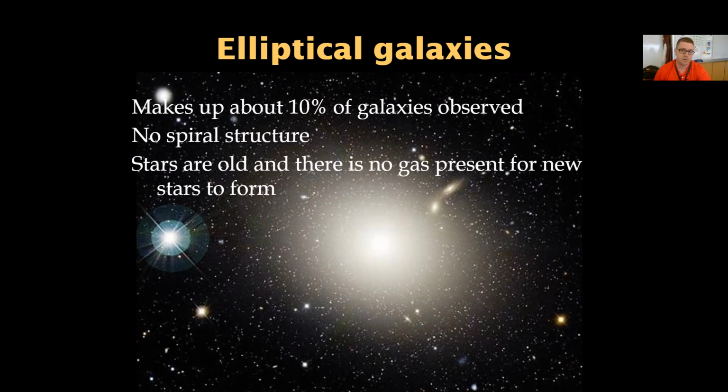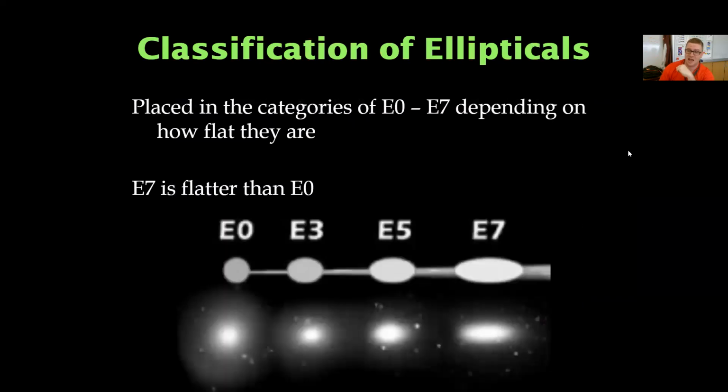Elliptical ones, about 10% of galaxies that we see in our observable universe are elliptical. They have no spiral structure. And this is where you're going to find really old stars. There's no gas present for new stars to form. So you're not making new stars in elliptical galaxies. It's just not going to happen.